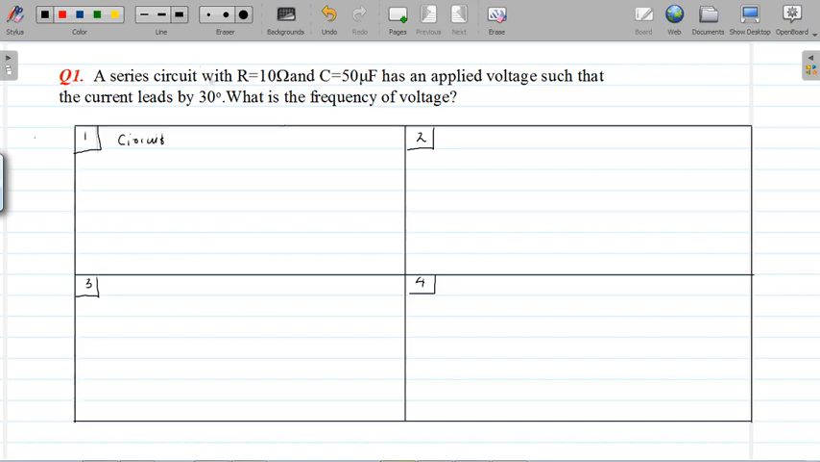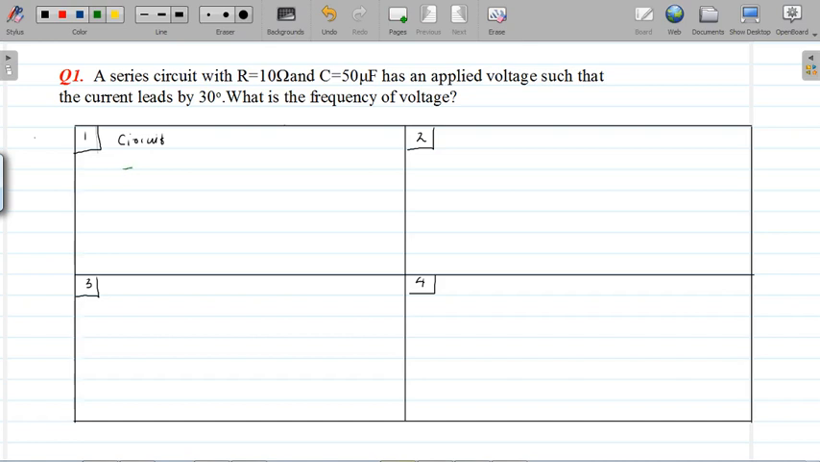A series circuit with R and C has an applied voltage, and the current leads the voltage by 30 degrees. What is the frequency of the voltage? Let's draw the circuit first. We have to go step by step: first circuit, then phasor, then analysis, then final answer.